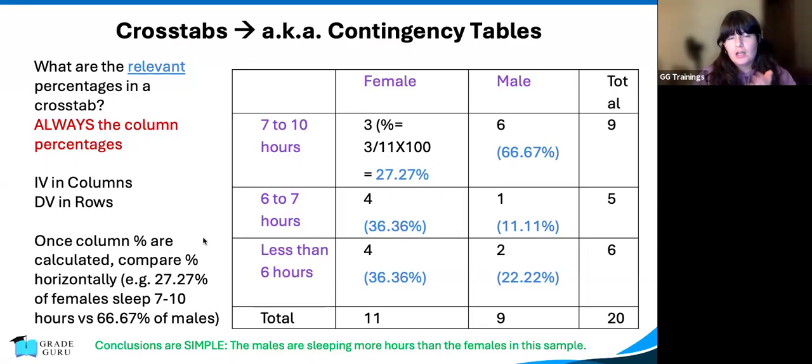Is anybody unsure about crosstabs? Are we all comfortable with crosstabs? This is the extent of it for now.